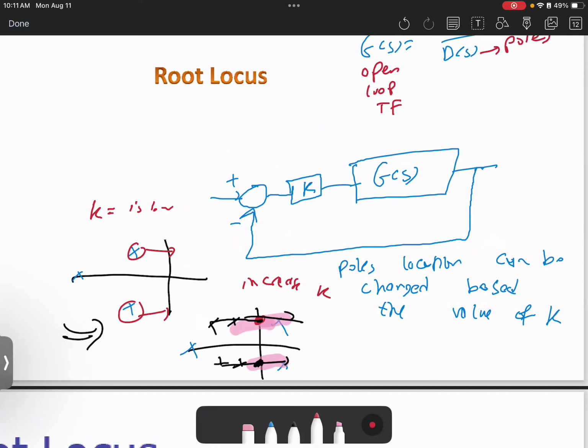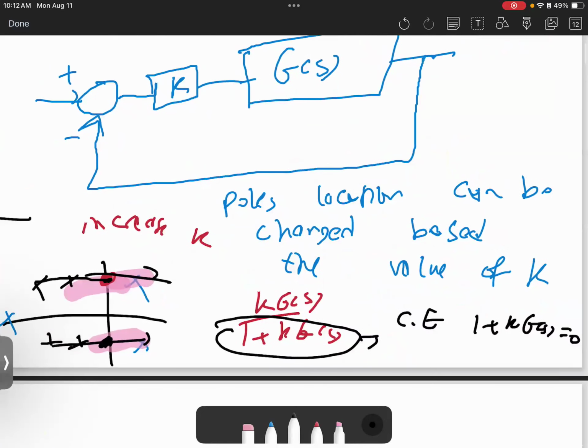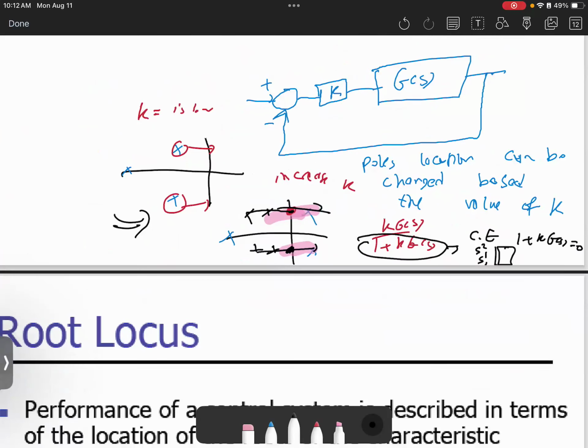So you can say the closed loop transfer function is K G of S over 1 plus K G of S. Then look at the roots of the characteristic equation, 1 plus K G of S equals 0. Our target, we used to make the table for Routh-Hurwitz, and look at the first column to make sure the system is stable or unstable by determining the range of K. That's what we did in the previous lectures.